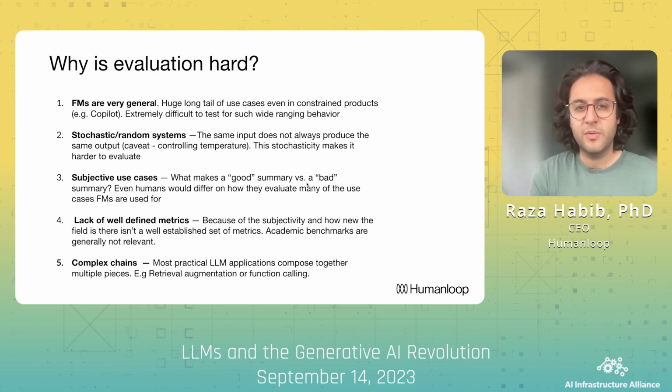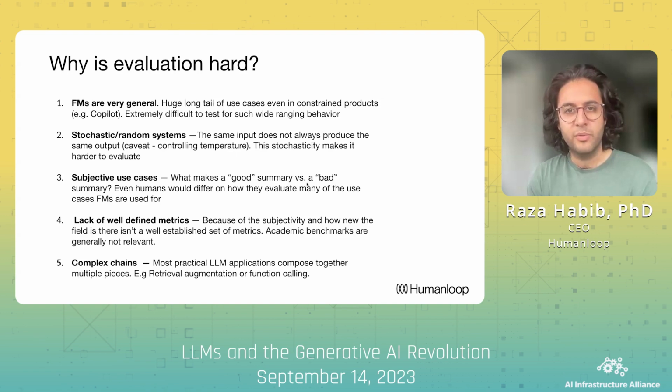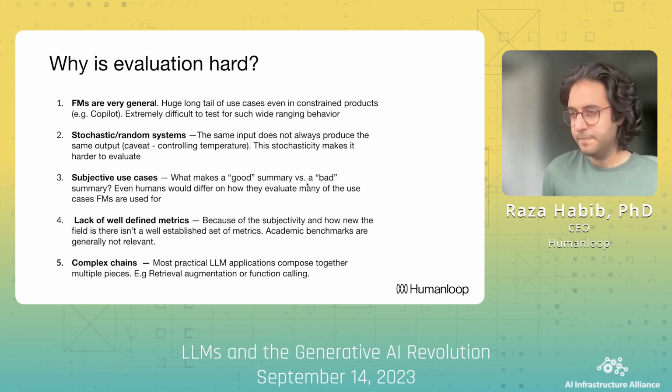And then the last part of what makes evaluation hard is that LLMs are typically just one small piece of wider applications. They may be chained together. They might be combined with a retrieval augmenting system where you're retrieving information from a set of documents or a database and then feeding it to an LLM. If you're going to evaluate these applications correctly, you can't just evaluate the LLM part. You have to find a way to evaluate the entire chain.